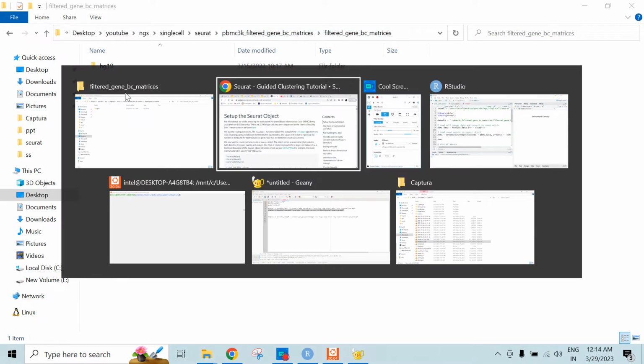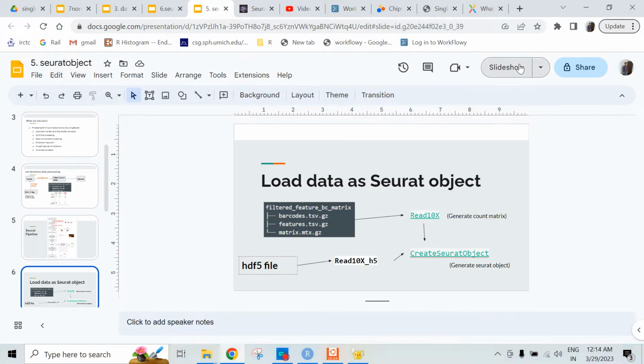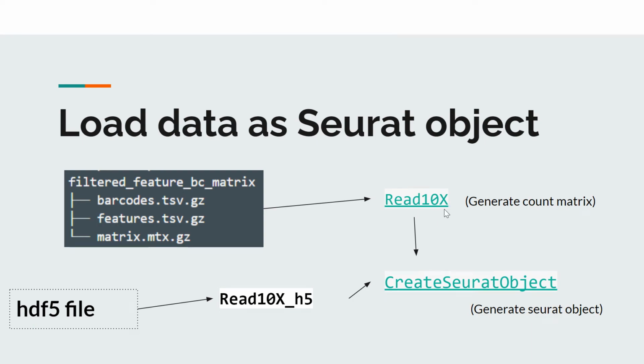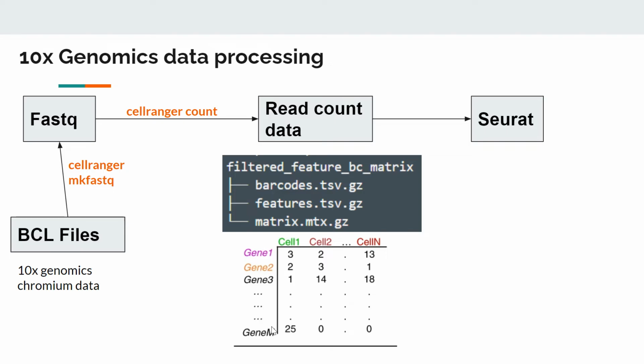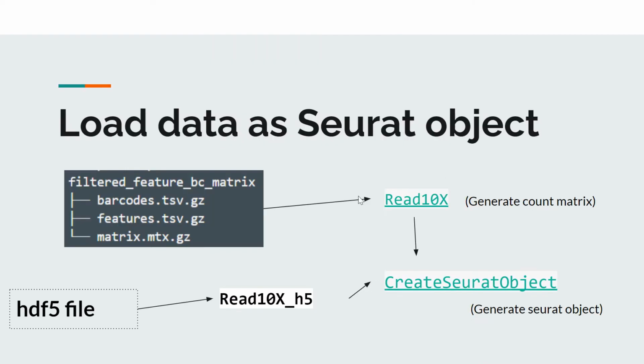Now coming to here, there are two functions in the Seurat package. One is the Read10X function, and then the CreateSeuratObject function. The Read10X function will take these three files as input and merge everything into a count matrix. The count matrix will look like this. Then we use this count matrix and store it in the form of a Seurat object. So two steps are needed.